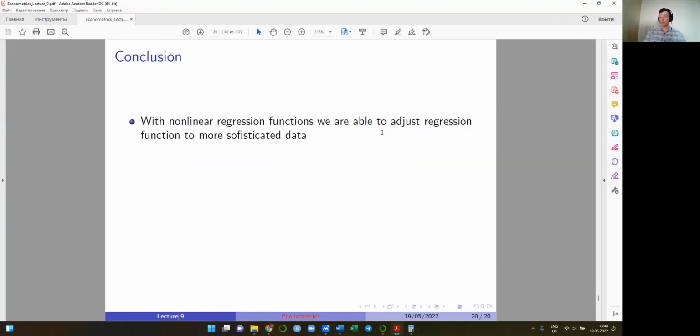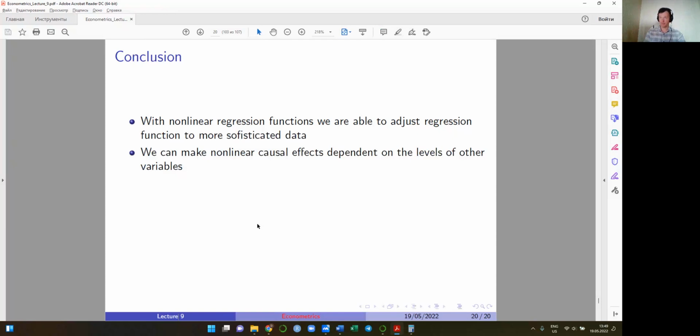So this is all about nonlinear functions. So as you see, we can do a lot of meaningful economic analysis with the help of these functions. We can adjust the regression function to the more sophisticated data and answer more sophisticated questions than before. And we can make these nonlinear causal effects dependent on the levels of other variables, which makes our analysis very flexible.